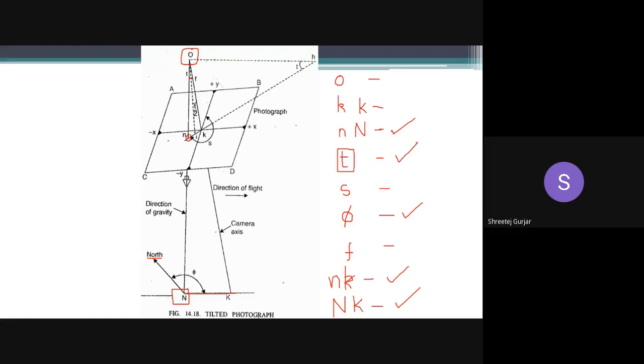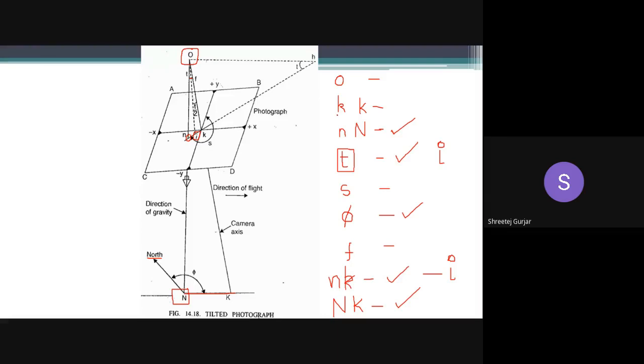Then the bisector of this tilt angle is called the ISO center. The ISO center, termed as small i, is the bisector of this particular line NK, or the principal line, which divides it into half. Okay, then what else?